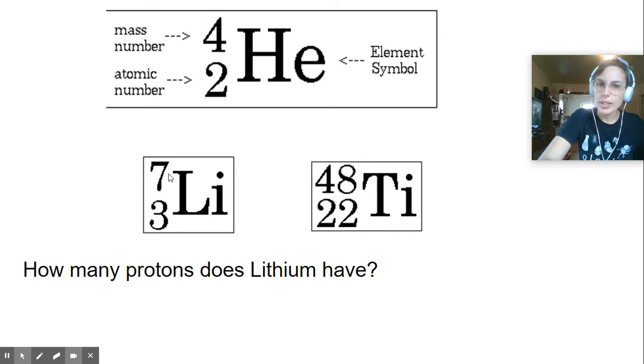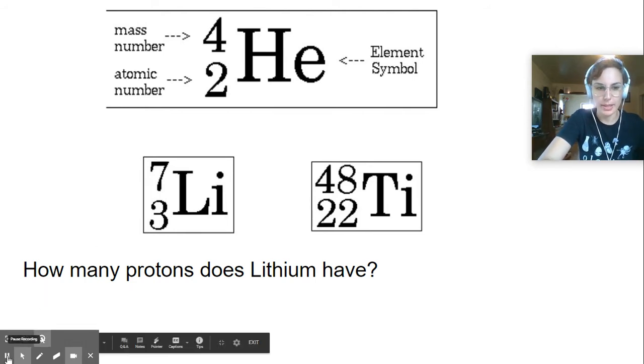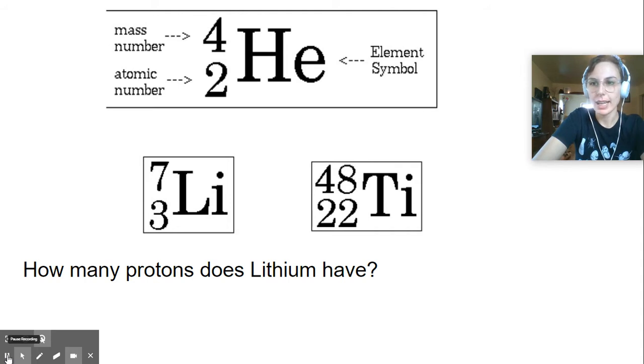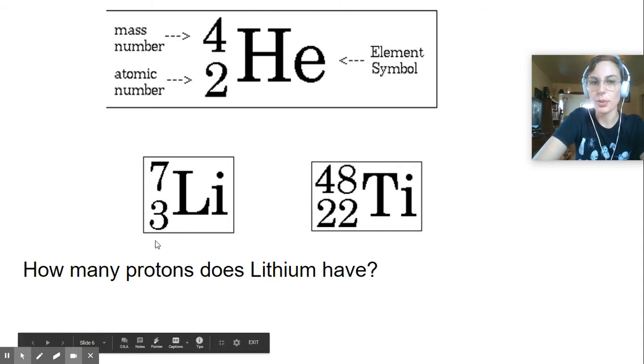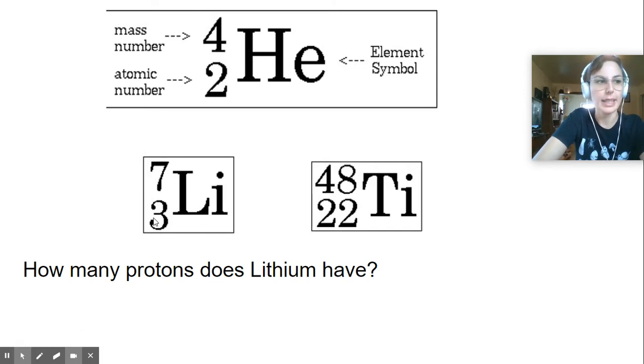And so what could that possibly mean? This must mean that this is an isotope of lithium. So now let's remind ourselves what an isotope is. Okay, before we move into isotopes, let's just also talk about, so if this lithium has 3 protons, that means it also has 3 electrons.